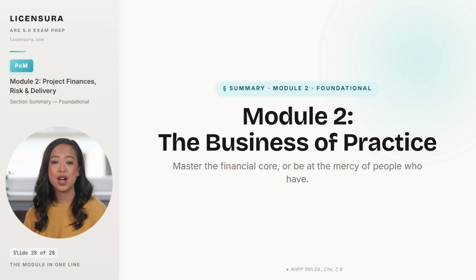Module 2 is the part of practice management that decides whether your firm survives. Module 1 was about structure, ethics, and risk, the legal scaffolding of how a firm exists. Module 2 is about whether the firm has enough money to keep existing next quarter. 3 skill clusters anchor everything you just learned.